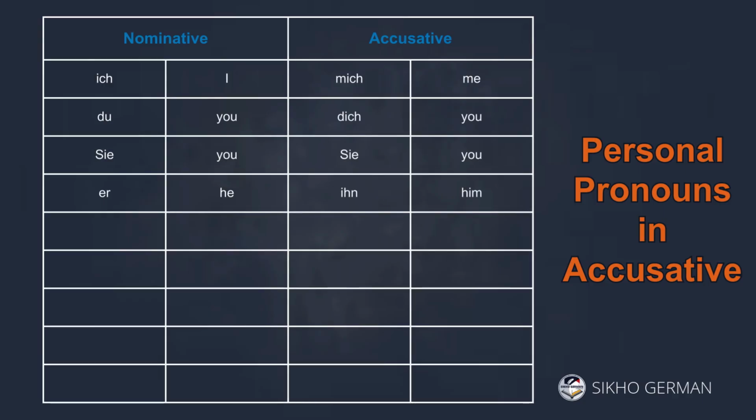Er, he, ihn, him. Sie, she, sie, her. Es, it, es, it. Wir, we, uns, us. Ihr, you informal plural, euch, you. Sie, they, sie, them. Notice, most pronouns change completely. Ich becomes mich, du becomes dich, er becomes ihn, etc.